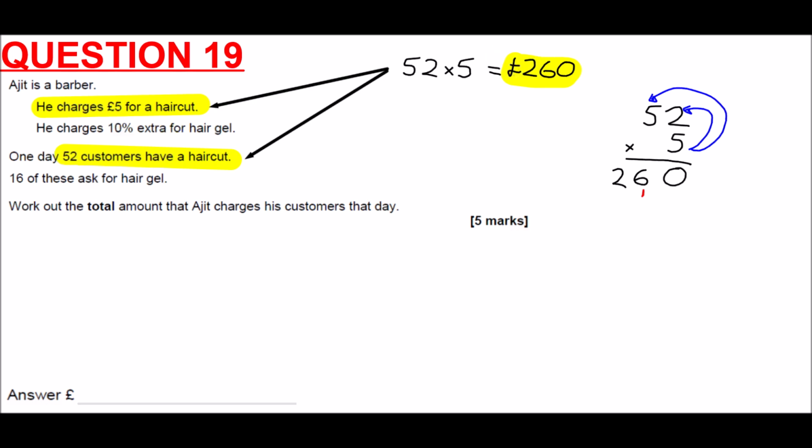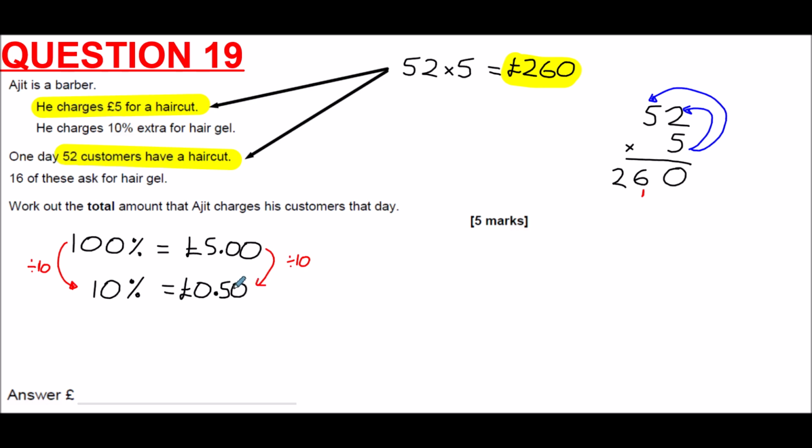He charges 10% extra for hair gel, is what we're told next. So 100% of the cost of a haircut, the total cost of a haircut, is going to be £5. We can work out what 10% is. To go from 100% to 10%, what can we divide 100 by to get 10? Well, the answer is we can divide 100 by 10 to get 10%. But if we do that to this side, we need to divide £5 by 10 as well. So £5 divided by 10 will be 50p. And so what he charges for hair gel, 10% extra, is 50p.